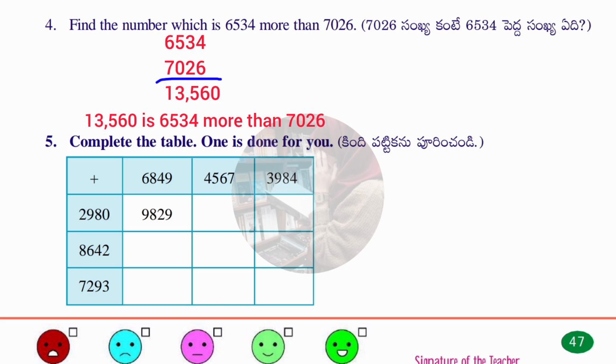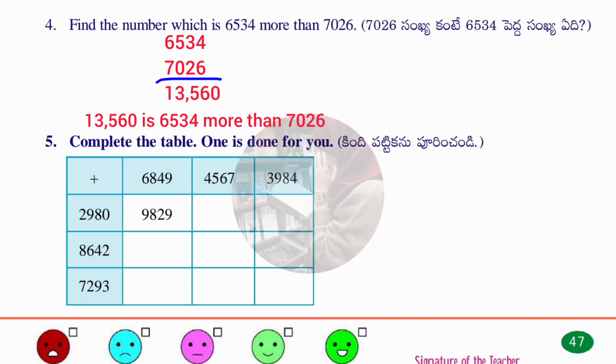Let's see the fifth question, which is complete the table. One is done for you. Here one grid is given in which the first row and first column are filled with numbers. You have to do the addition by taking one from horizontal and one from vertical. You have to add both and write down the answer in the given box. One is already given, which is 2980 plus 6849. If you add both, you will get the answer as 9829. Like that we have to do for the rest and complete this grid.